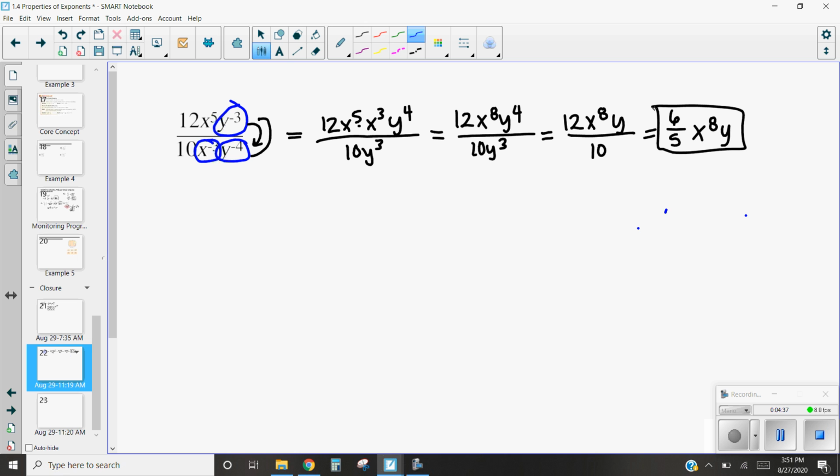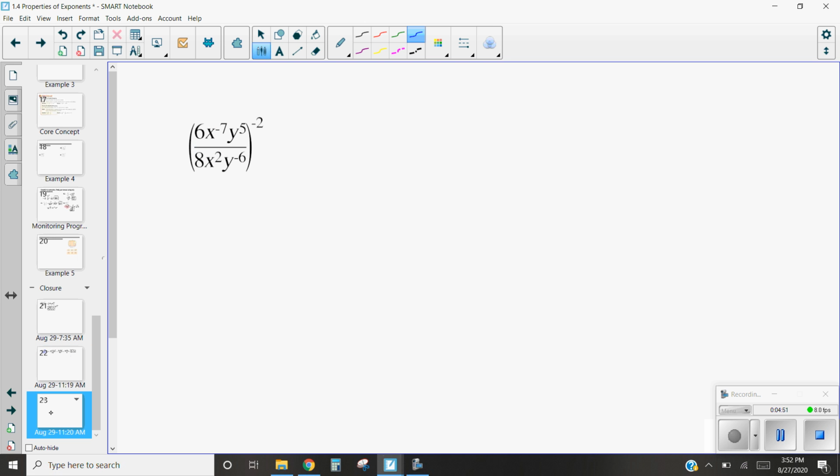Kind of awesome. Now, in this one, we had to use that negative exponent property. We had to use the product of a power property. We had to use the quotient of a power property. Look at all those properties that we had to use there. Okay, now let's take a look at this last one.